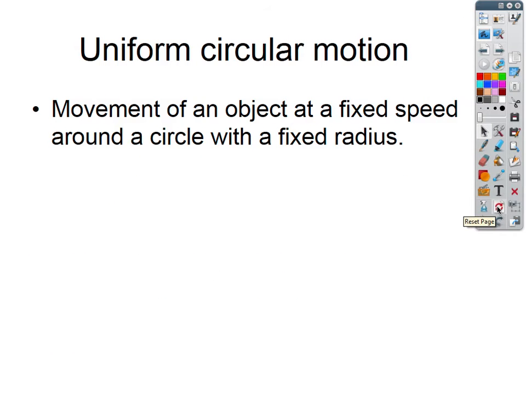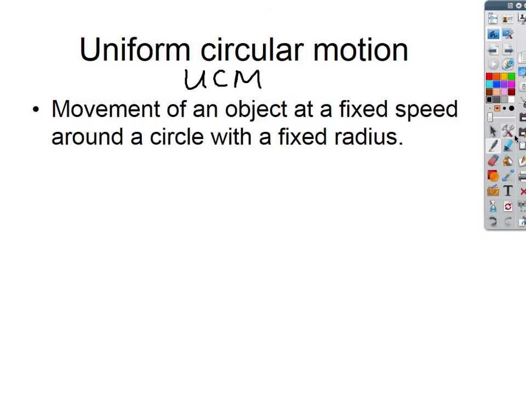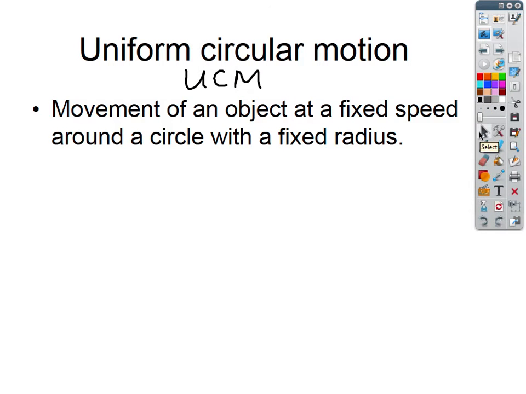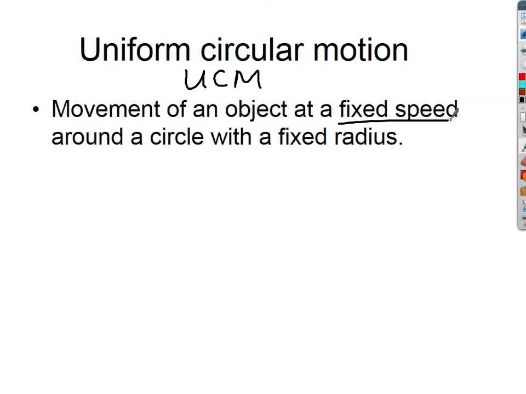So again, we only look at what's called uniform circular motion. It's often abbreviated simply as UCM. Nothing too special there. And what that means is that the object will be moving with a fixed speed around the circle. So it will have a constant speed in addition to a constant radius. We'll see how these affect the velocity and the acceleration, everything basically.